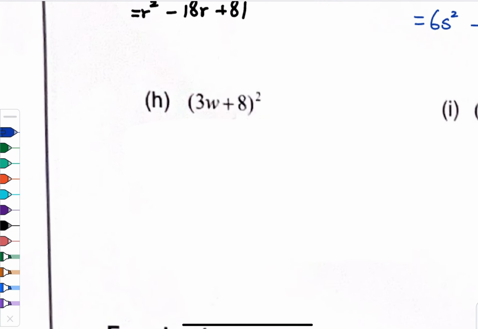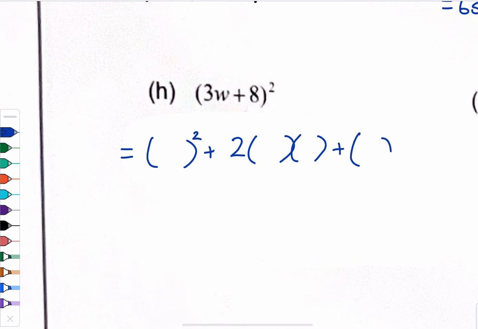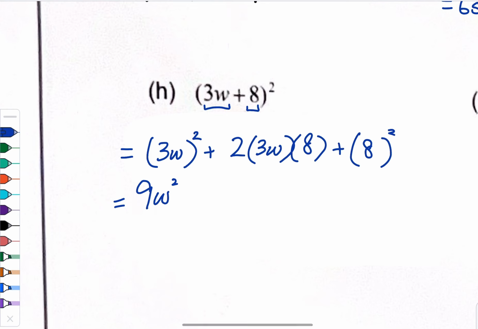Okay, next. So a plus b squared, right? So you will have a squared plus 2ab plus b squared. Our a is this and b is this. So a squared plus 2ab plus b squared. So the square is given to both of them. So 3 squared means 9. 9w squared. And then here 2 times 3 is 6. 6 times 8, 48w. Then 8 squared means 8 times 8, which is 64.